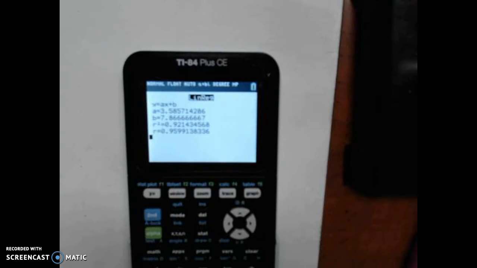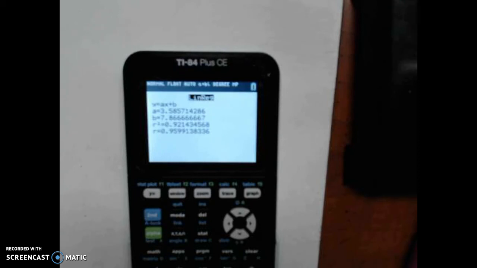Closer to 1 is better. Positive means it slopes up. Negative means it slopes down. It doesn't mean that it slopes way up or way down. It just means that it slopes up or down. And then the number tells you the strength of that relationship based off of a statistical formula.